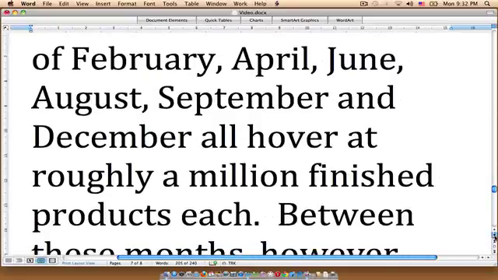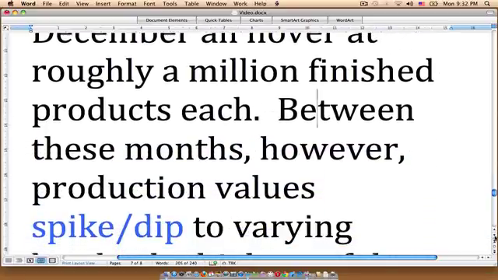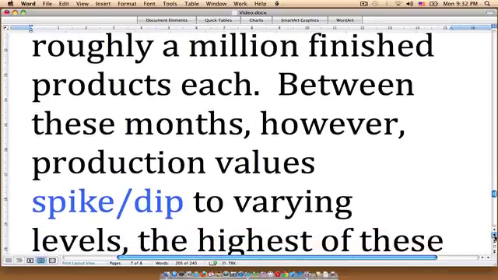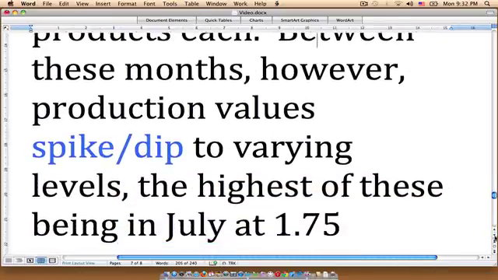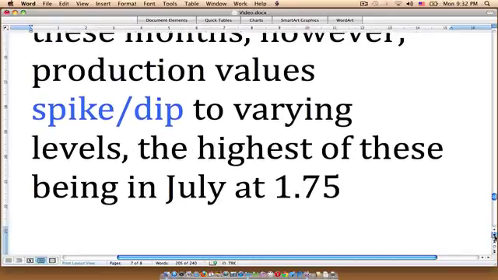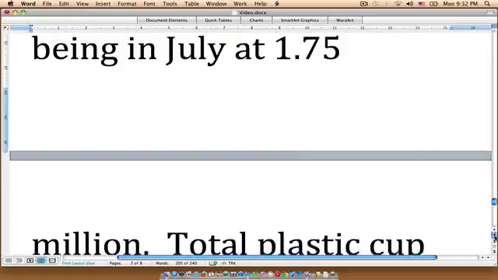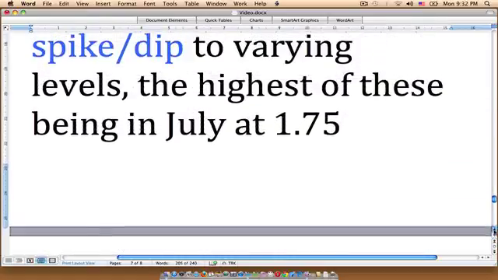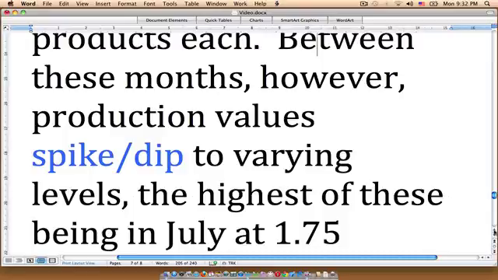Between these months, however, production values spike to varying levels, the highest of these being in July at 1.75 million. Or we could say between these months, however, production values dip to varying levels, the highest of these being in July at 1.75 million. Now, to answer this question properly, you will need to look at the graph.